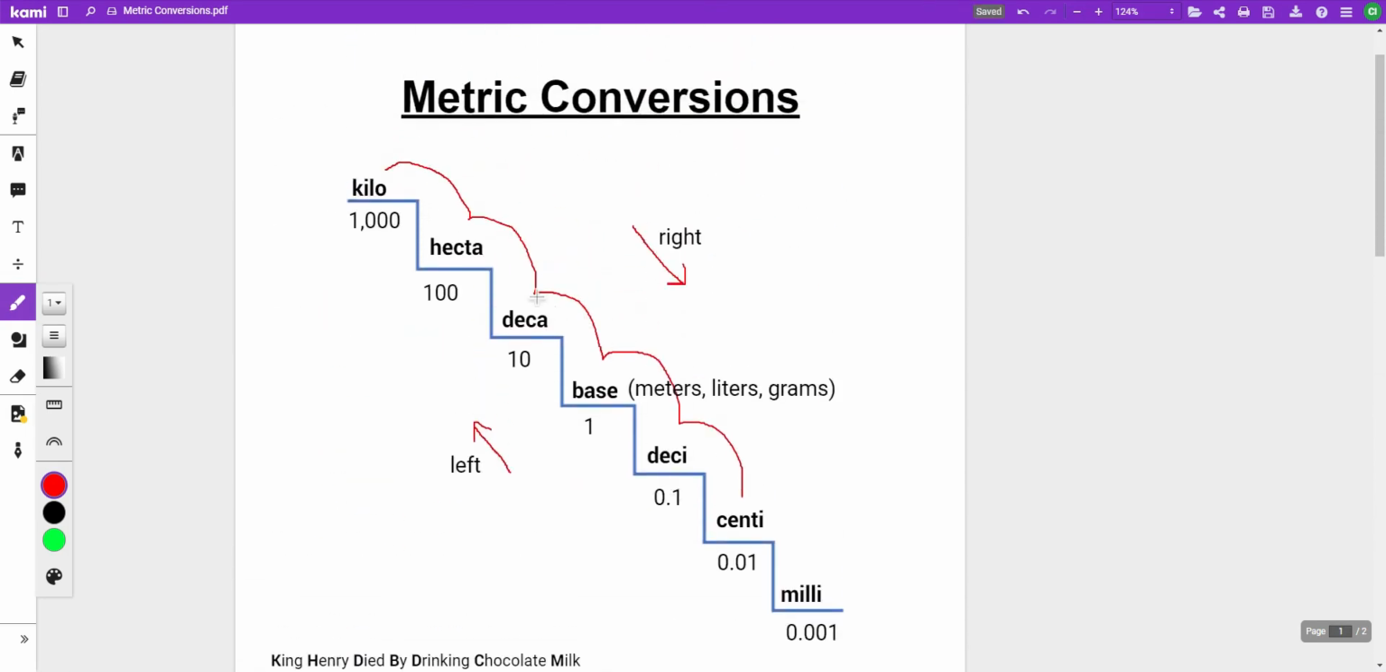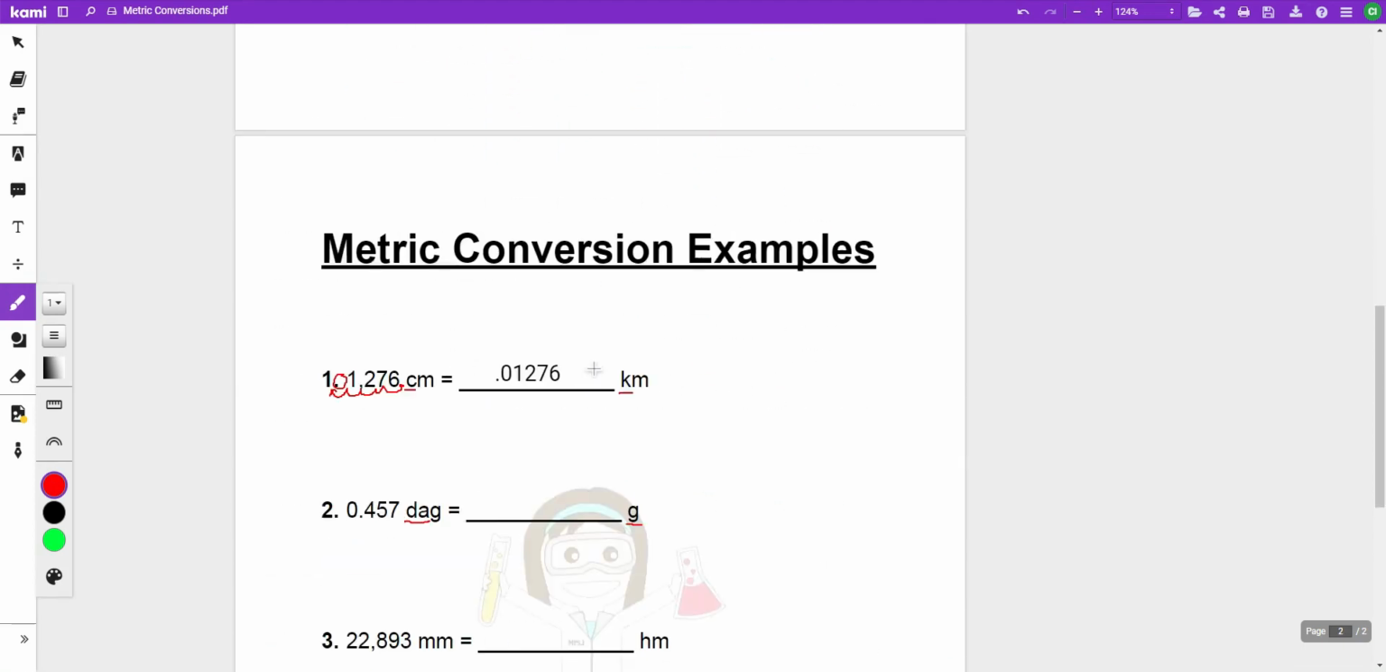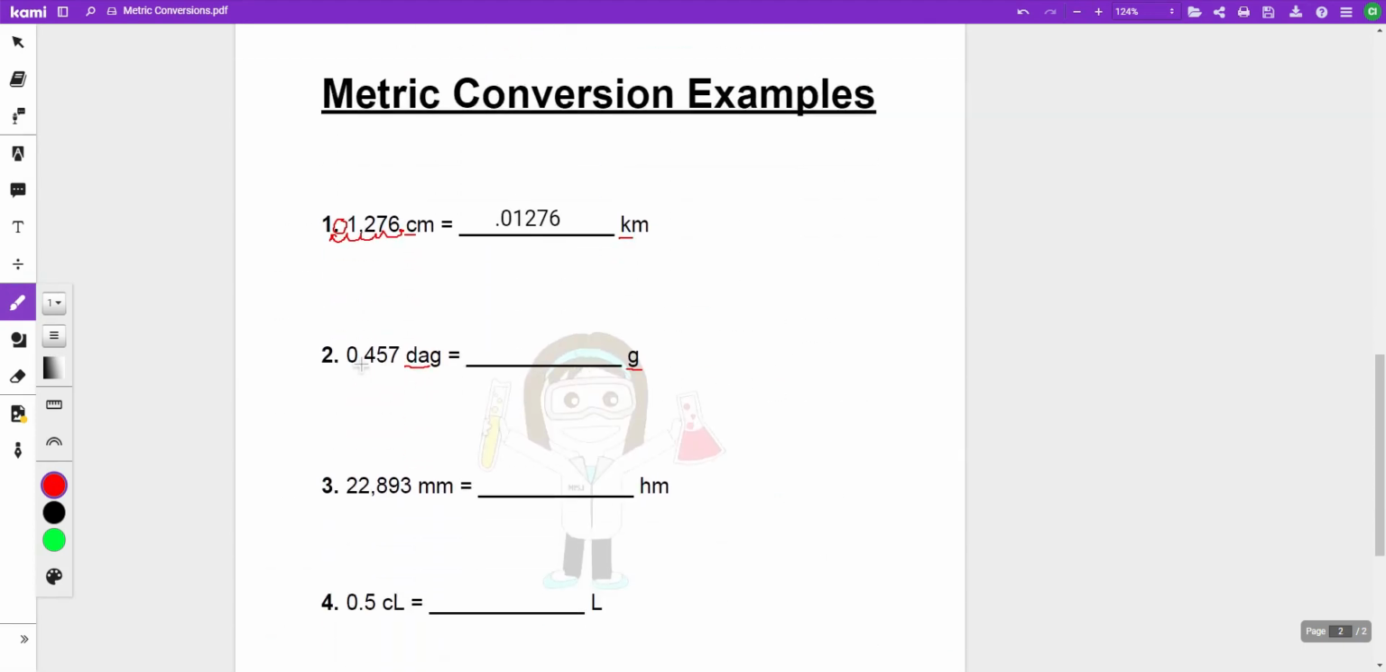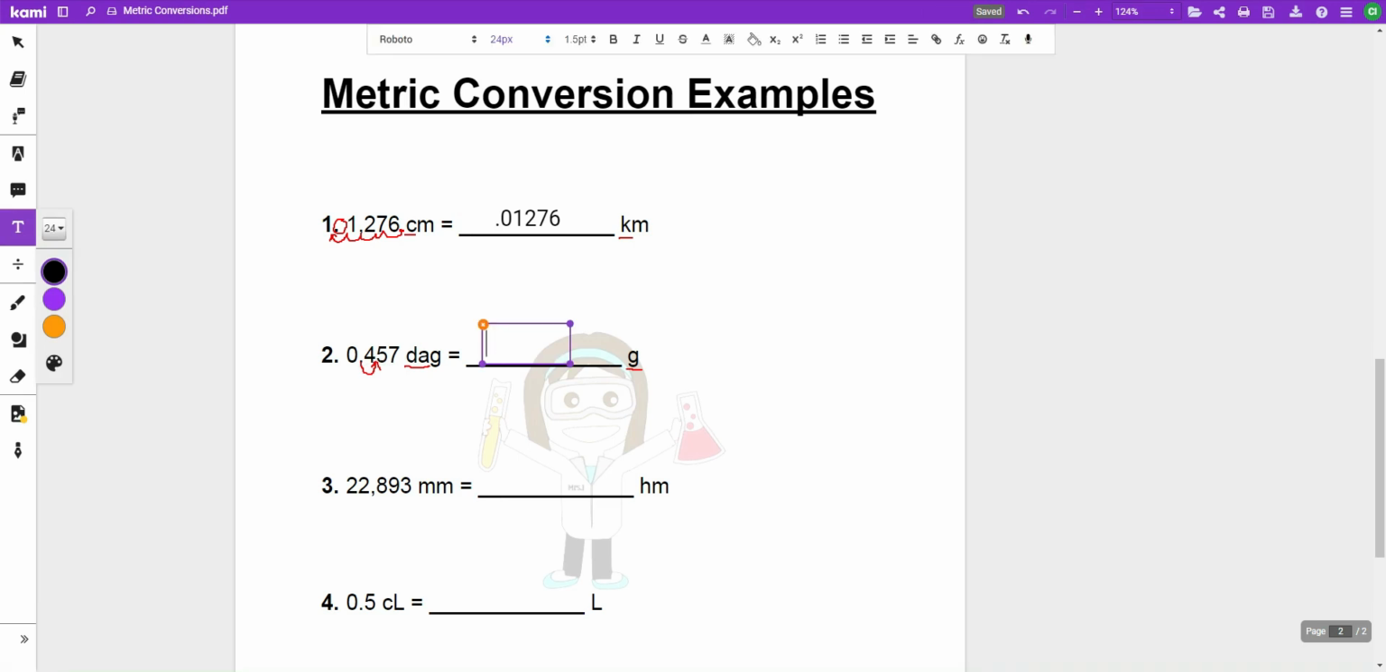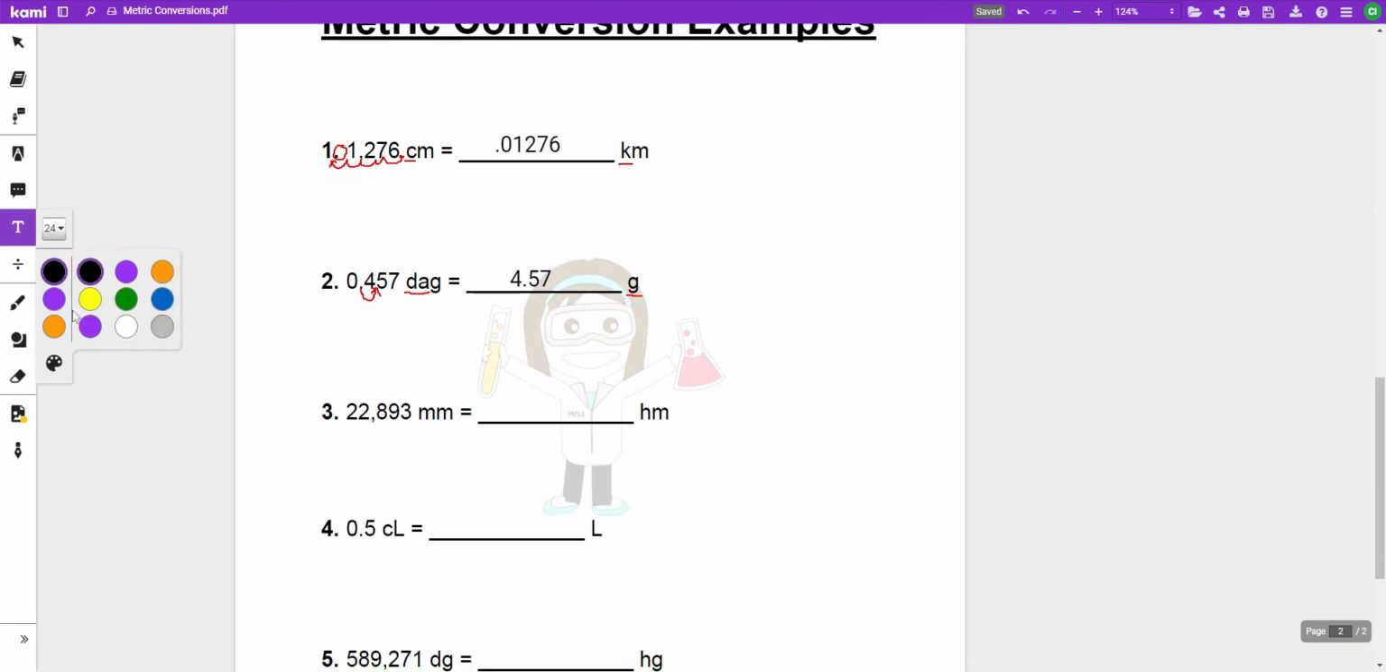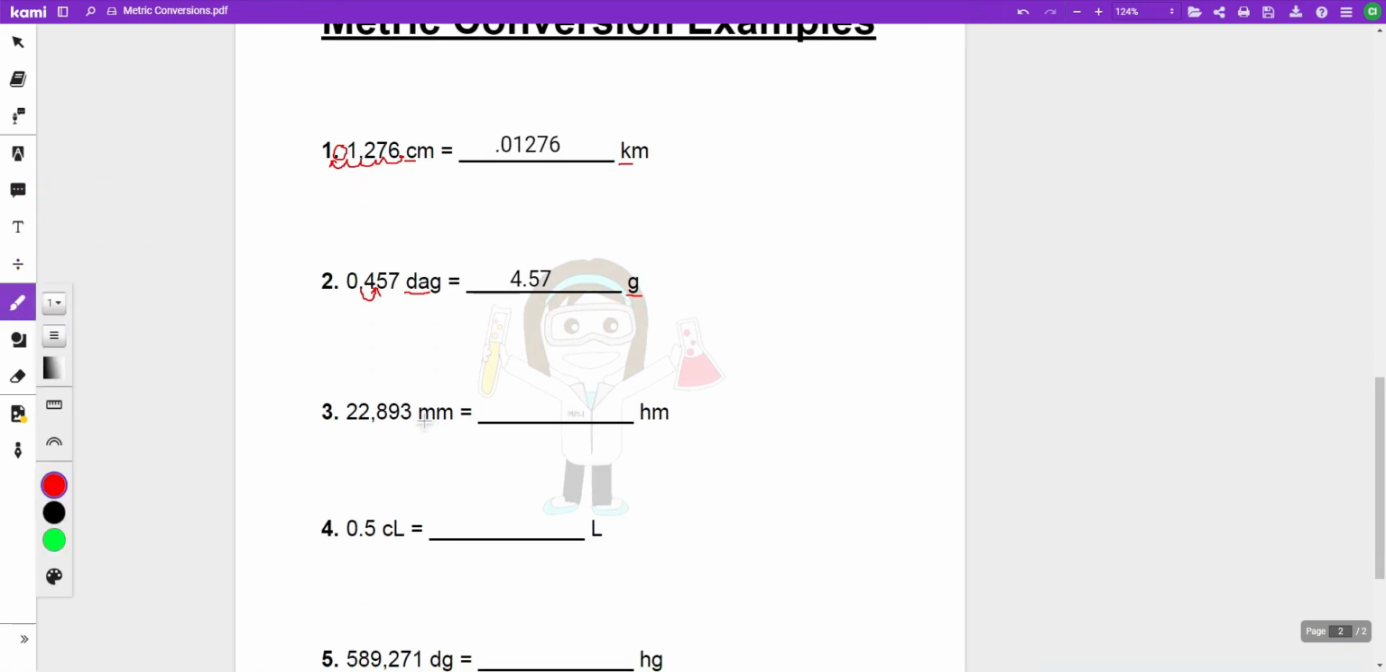So we'll go back to our staircase. Here's Deca. Grams is at base, so it's going right here. So that means we are just moving one step down, which means we're going towards the right. So we're going to move our decimal one place to the right. Now, since this is already a really small number and it's already got a decimal, that's where we're going to start. You're going to go one place to the right, so you're going to move that decimal in between that 4 and 5. So our new number is going to be 4.57.